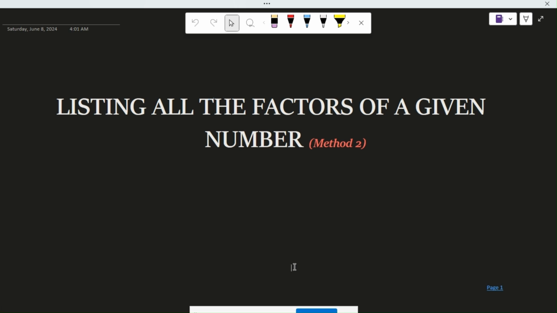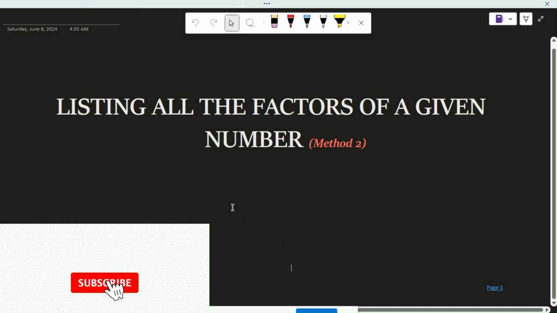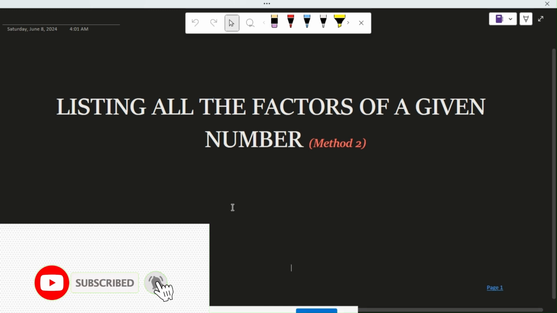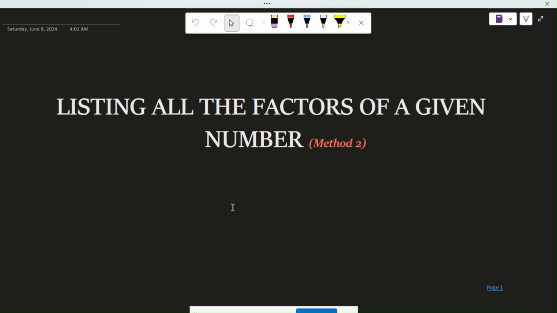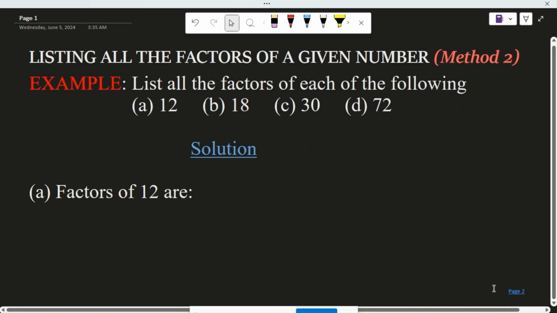Today we will be considering the topic that you have on your screen, even though we have done that before using a particular method. But today we will be using another method, right? So let's go straight into it.